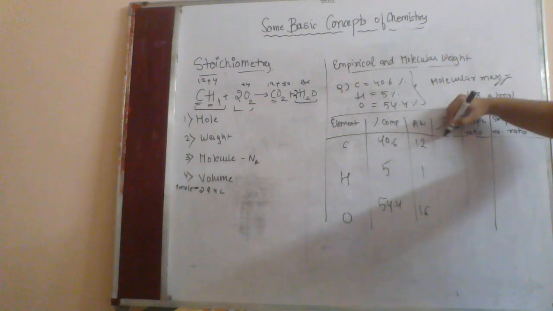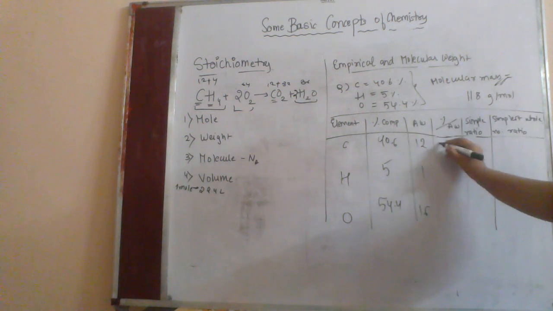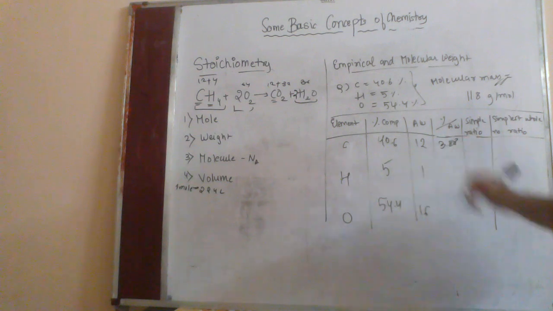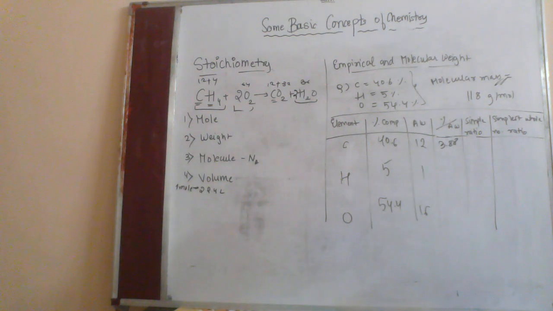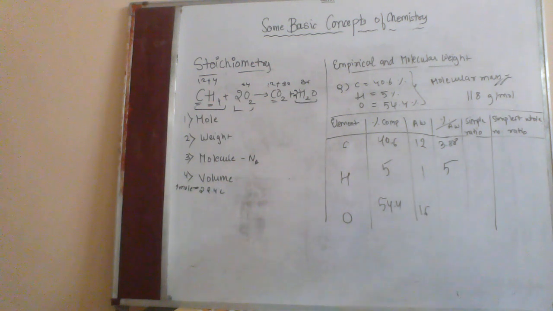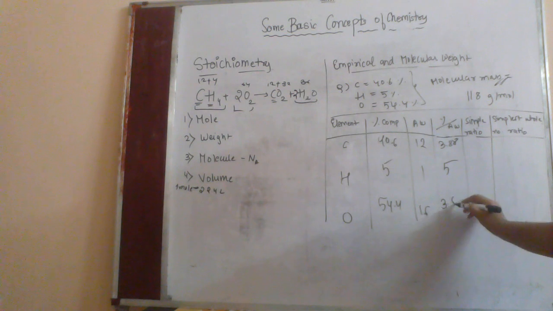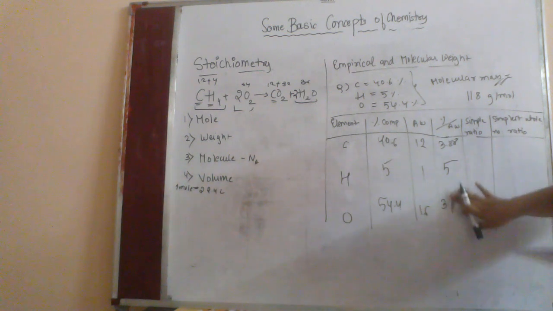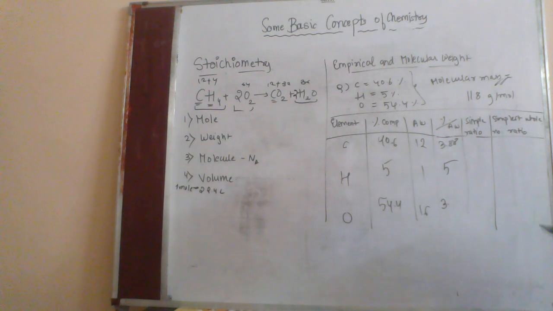Okay. So here I'll get the value as 3.88. Now next, 5 divided by 1, 5 itself. 54.4 divided by 16, I'll get 3.8. Or for a more precise value, if we want, I'll get around 3.4. Okay. So now the simplest ratio.